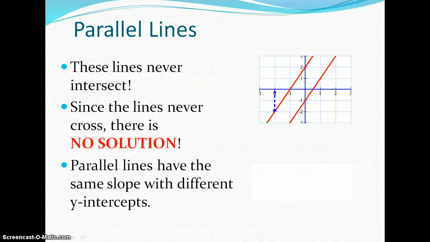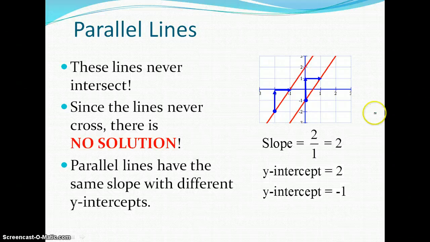As we can see on these lines, on the first line we're going up 2 and over 1 for a slope of positive 2. And on the second line we're going up 2 and over 1 for a slope of positive 2 as well. The y-intercepts are different on this one. One of the lines crosses up here at a positive 2, the other line crosses down here at a negative 1. But since they have the same slope, they are parallel lines, which means there are no solutions.